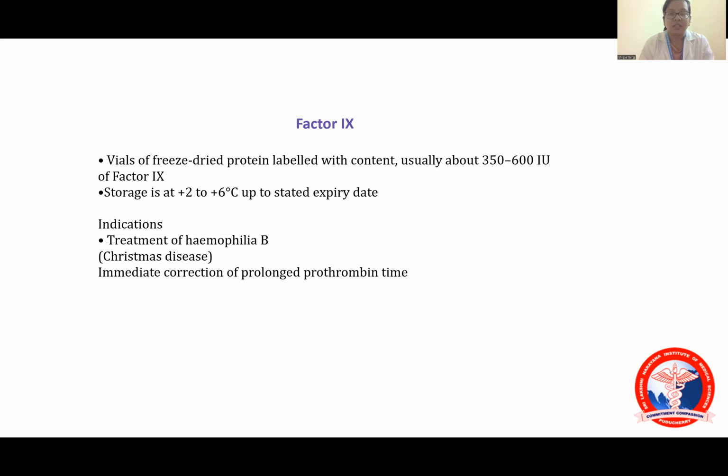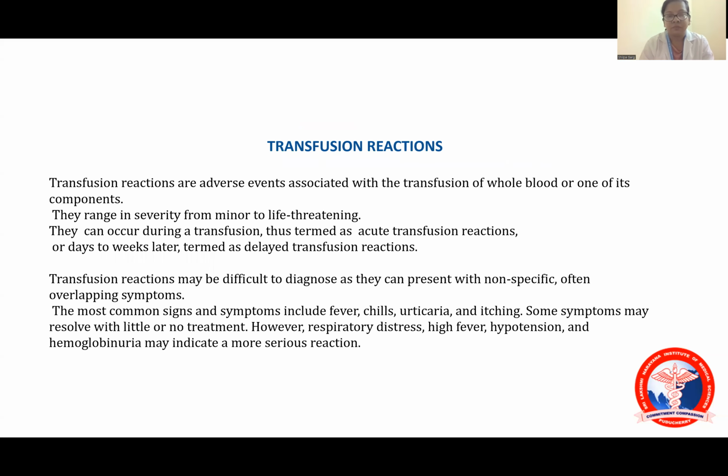Next component is factor 9. Vials of freeze-dried protein labeled with content, usually about 350 to 600 international units of factor 9. Storage is at 2 to 6 degrees Celsius up to the stated expiry date. Indications, obviously, are in the treatment of deficiency of factor 9, that is hemophilia B, also known as Christmas disease, and immediate correction of prolonged prothrombin time.